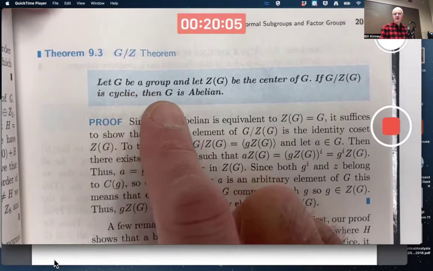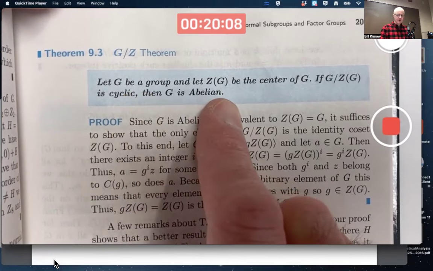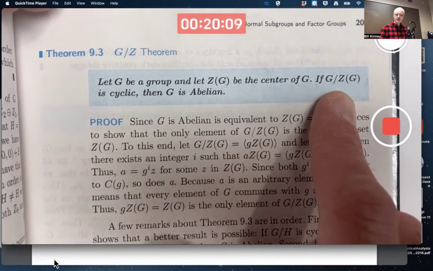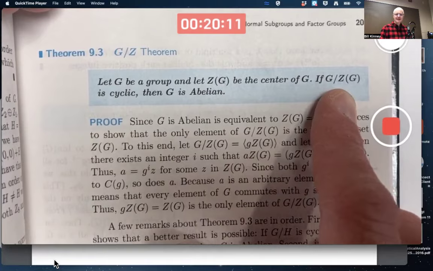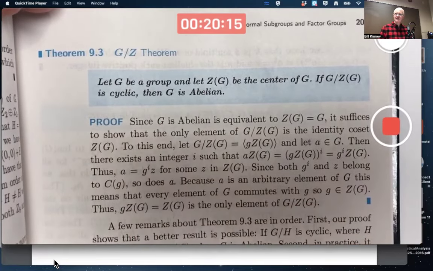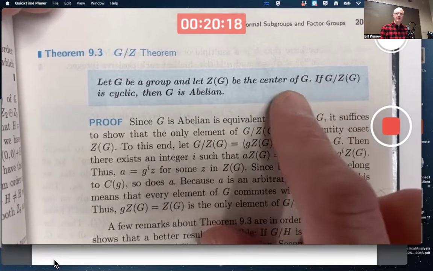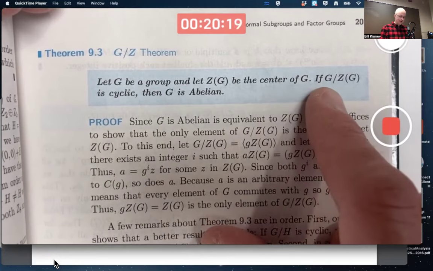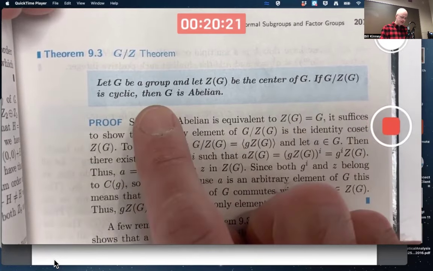If G is a group and Z of G is the center, then the factor group, G mod the center, if that's cyclic, then G is abelian. Again, it's kind of a strange theorem because if you think about it more, if this factor group is cyclic, then G is abelian.